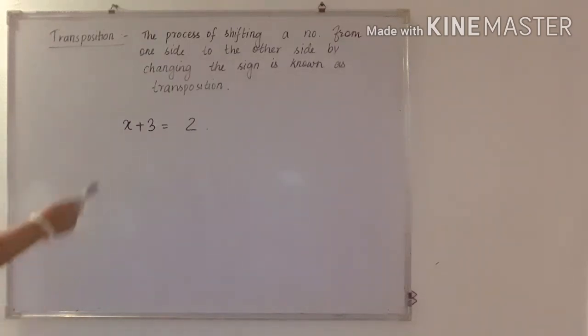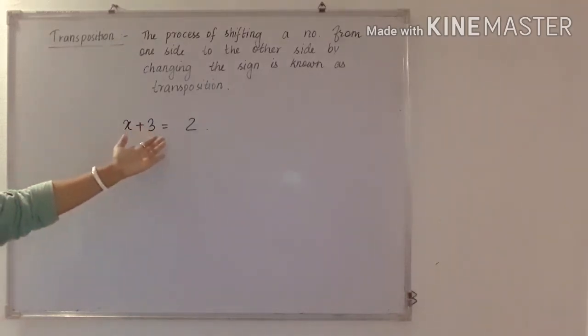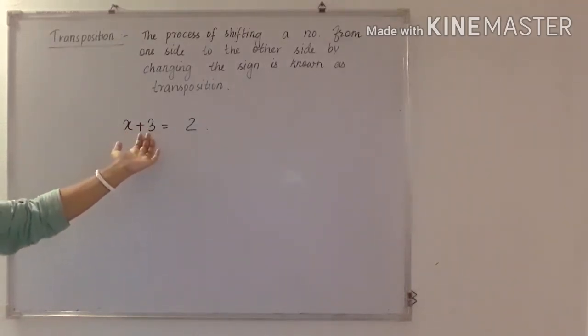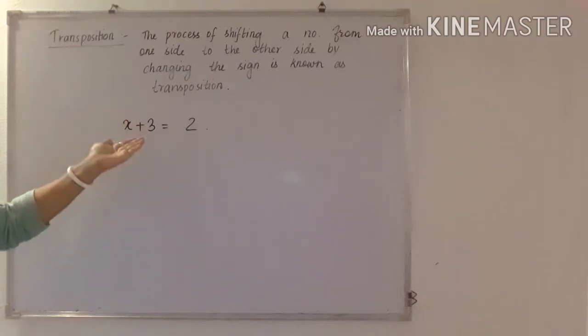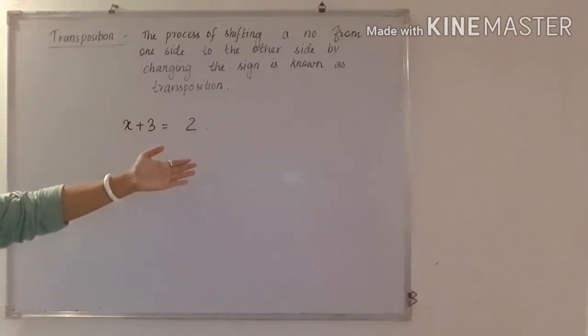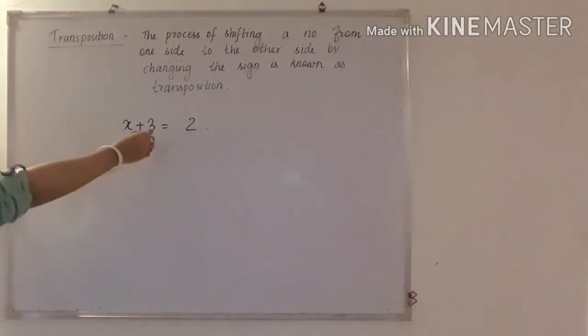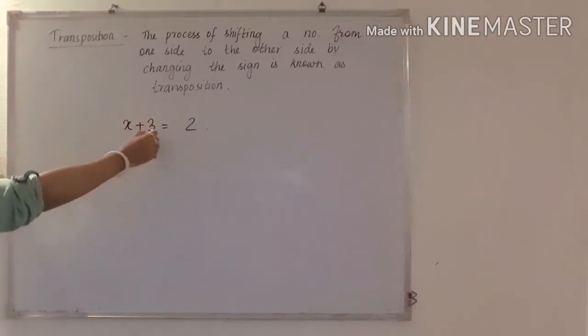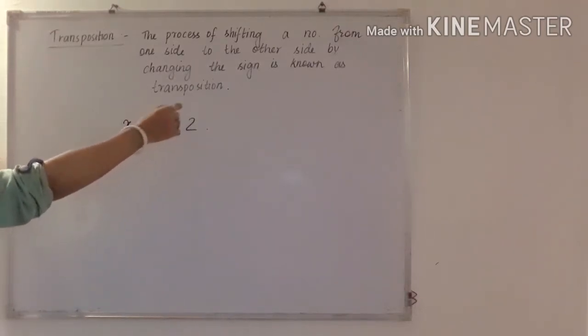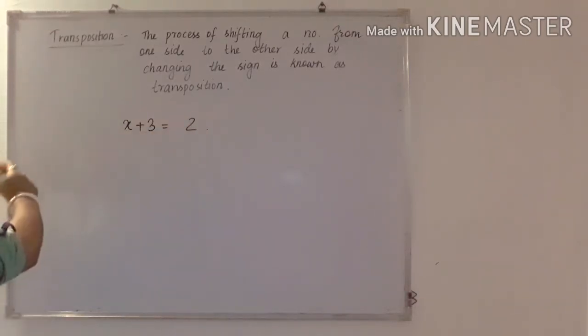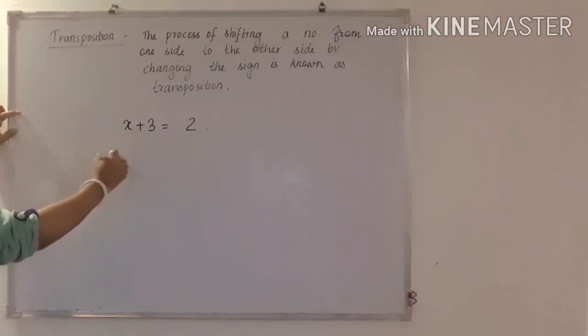So see here, x is not alone, 3 is added to it. That means for finding the value of x, we have to remove 3 from the left hand side. So how can we shift this 3 to that side? Already we have discussed that part. So here, what is the meaning of transposition? I want to shift 3 to that side, and 3 is added on this side. That means if we shift 3 to that side, the symbol will get changed, because it is plus 3.